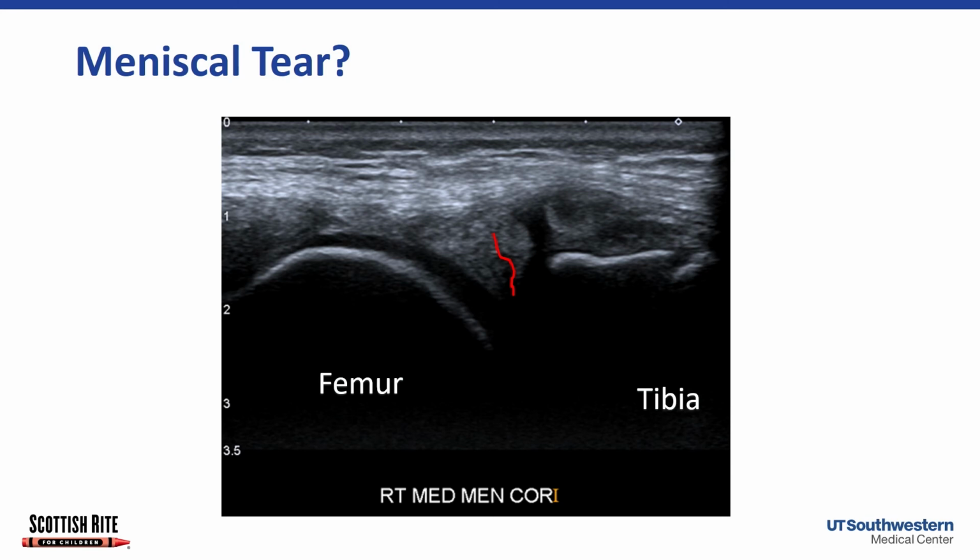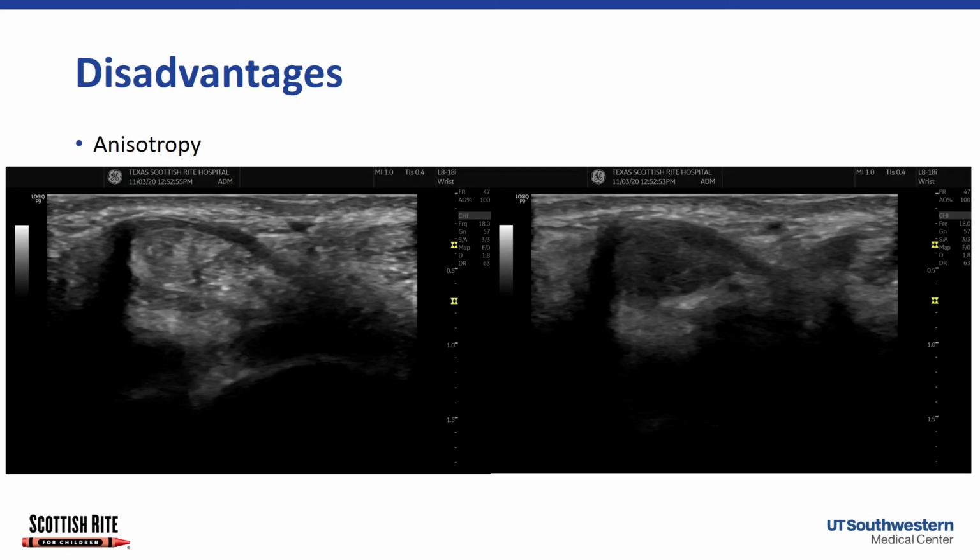And perhaps as ultrasound continues to advance and the image quality continues to improve, we'll be able to evaluate things like the meniscus better with it. Other disadvantages. I talked about anisotropy before, so we'll show an image of what that is.